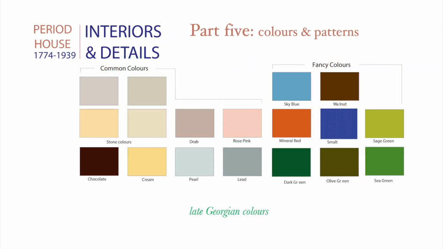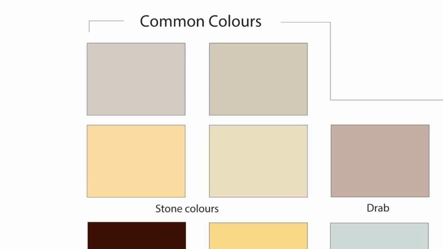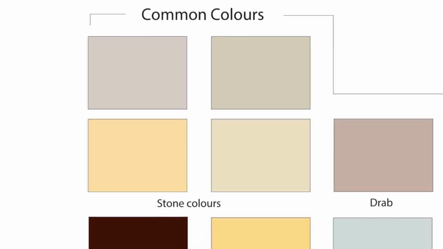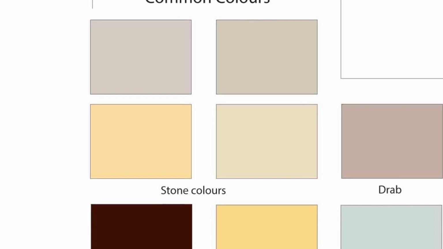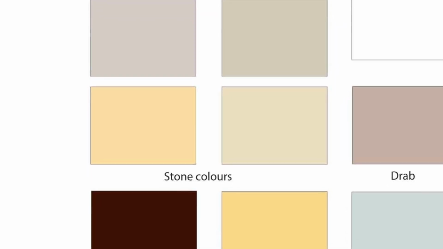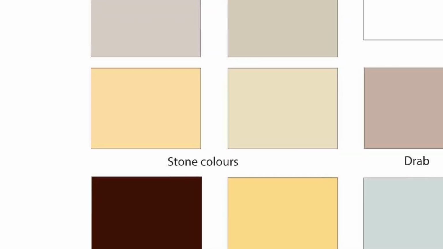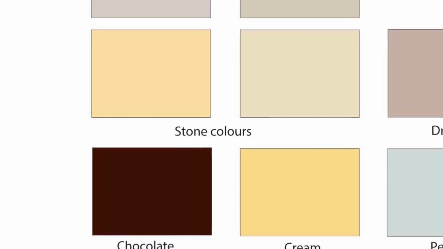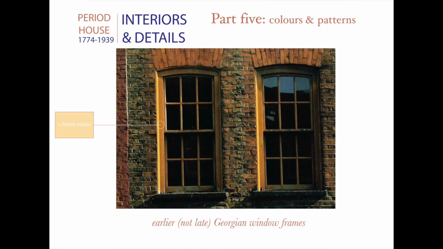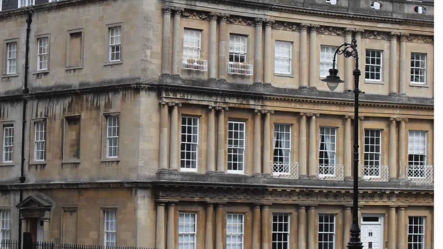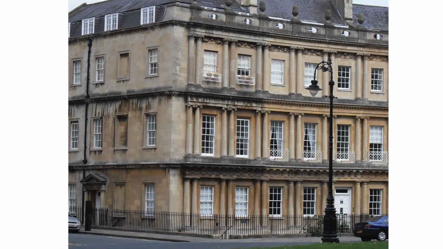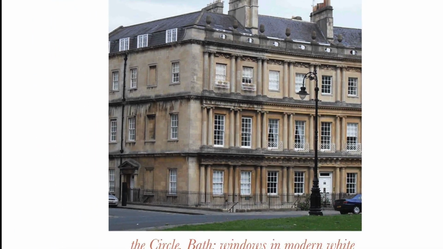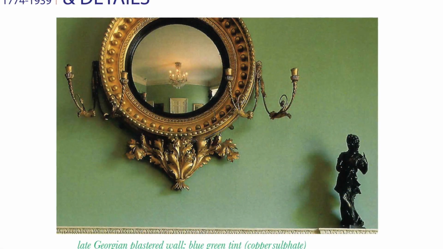Late Georgian colours came from powdered pigments which were mixed together with oil to make the paint. The most used were pastels, known as common colours. They included off-whites called stone colours. One was a sandstone like Bath stone, others were yellow ochre or cream. Outside, one of them might be used for window frames. There was nothing like the modern white which original late Georgian windows are often painted today.